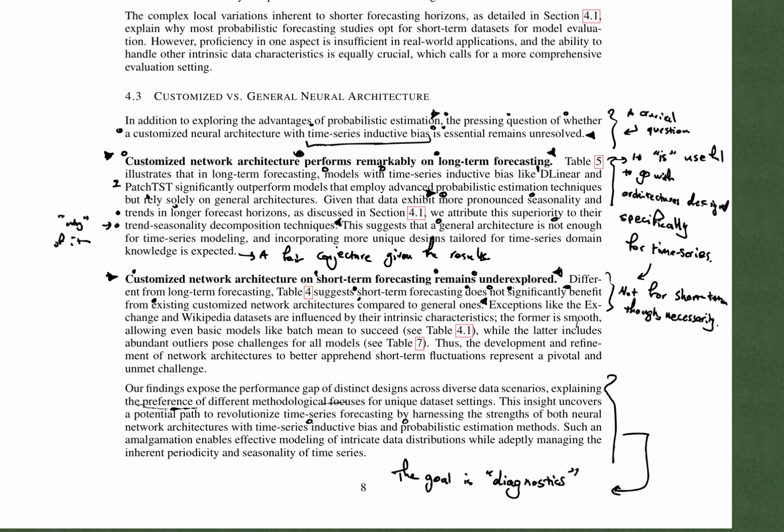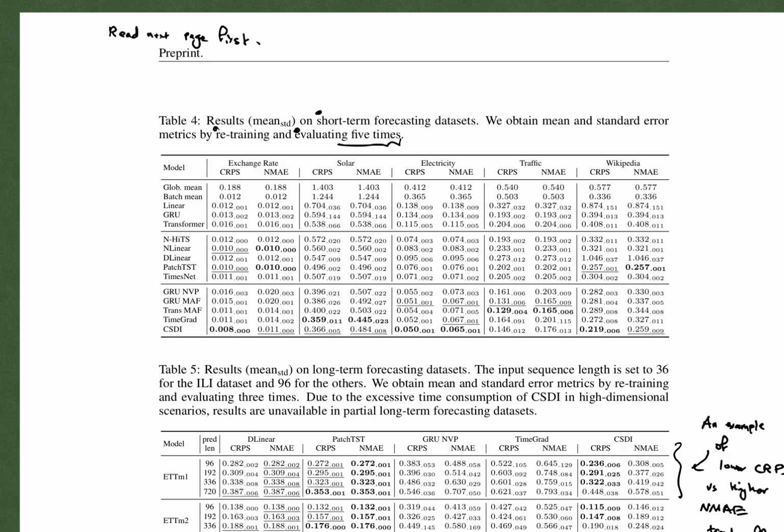Which brings us to one of the main points of ProbTS, which is, can we use a combination of the power that comes with the inductive bias of the time series and the probabilistic estimation methodology to create a solution that actually has the best of both worlds. You can see the table of results here. You have mean and standard deviation on short-term forecasting datasets. You have the global mean and batch mean as one of the baselines here.